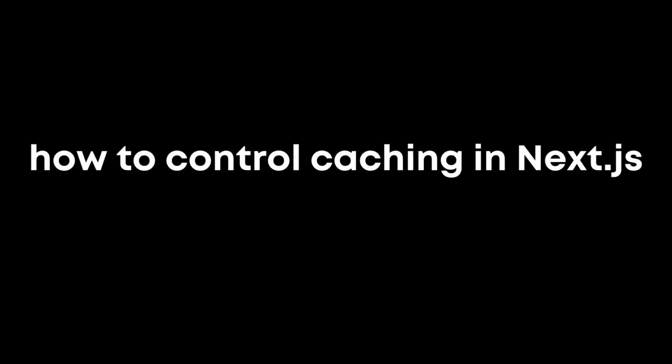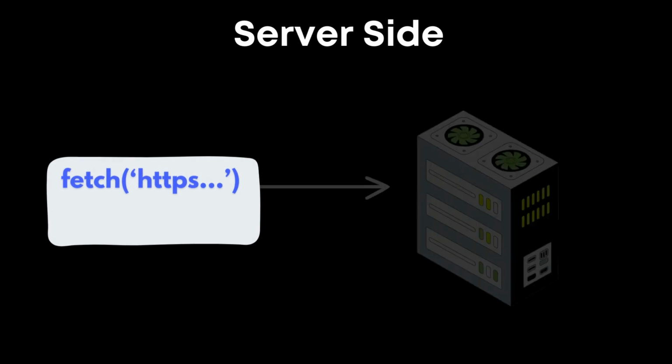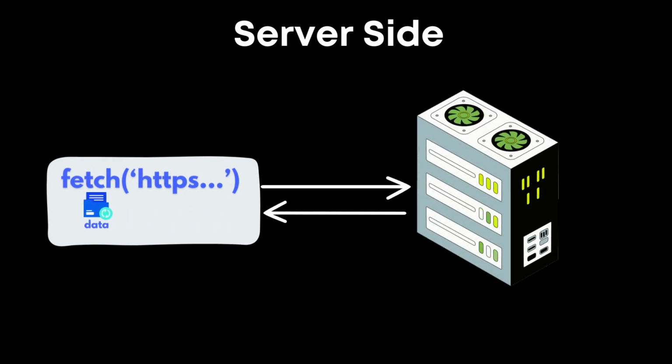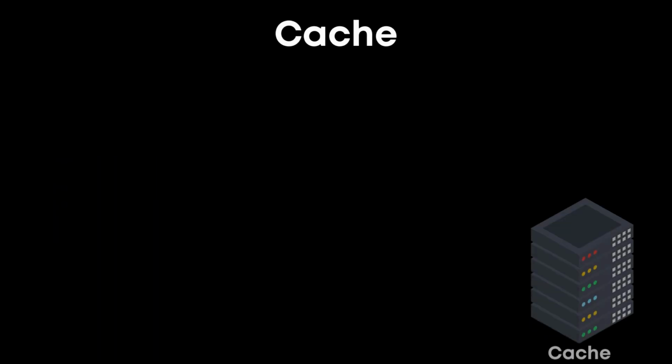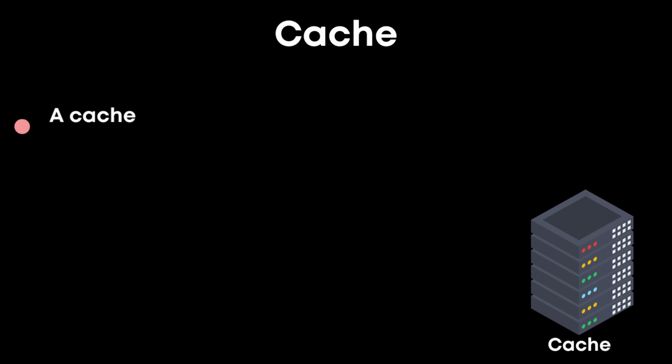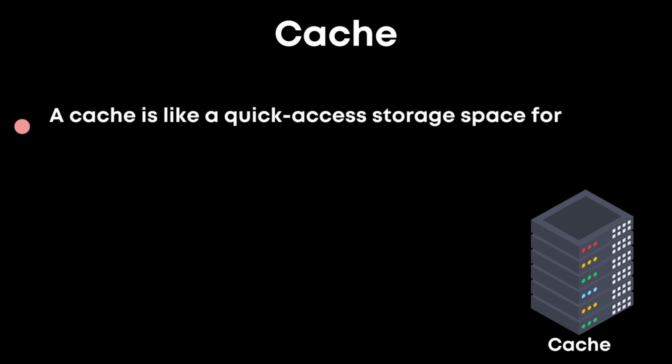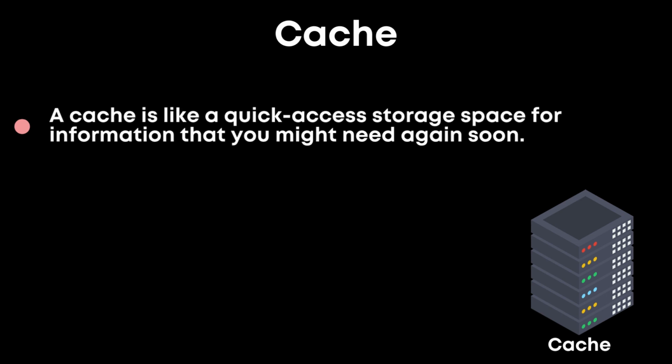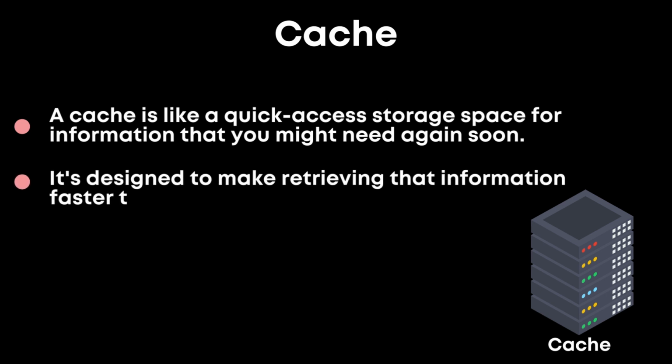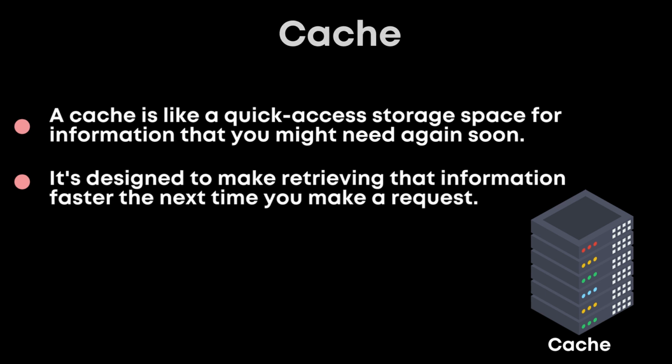And in this tutorial, today we will learn how to control caching in Next.js. So in Next.js, you can use the fetch method to fetch data on the server side. Fetching data on the server side has a benefit called caching. So first, let's understand what cache means. A cache is like a quick access storage space for information that you might need again soon. It is designed to make retrieving that information faster the next time you make a request.